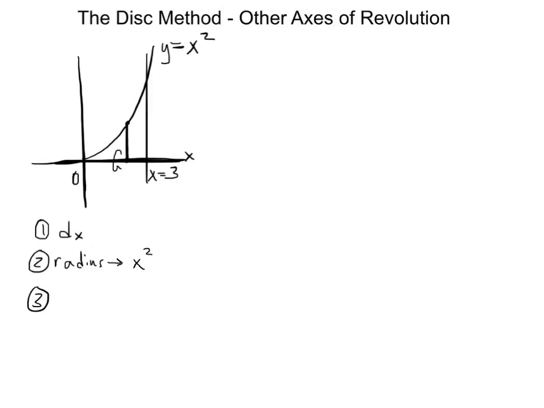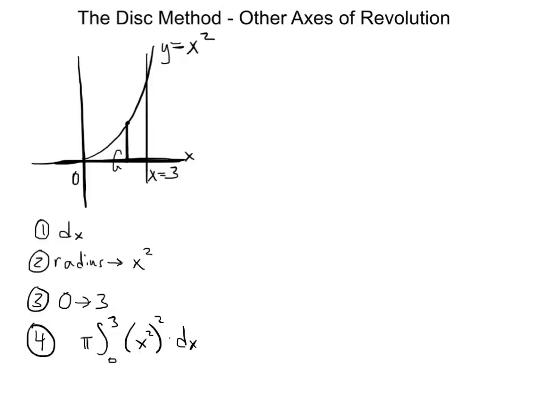Right? The third step was for us to find the bounds. In this case, it's between 0 and 3. And the fourth step was to write the integral. We say, all right, well, it's pi times the integral from 0 to 3 of radius squared times thickness. And that was the end of it, right?